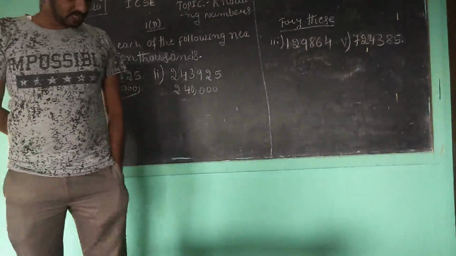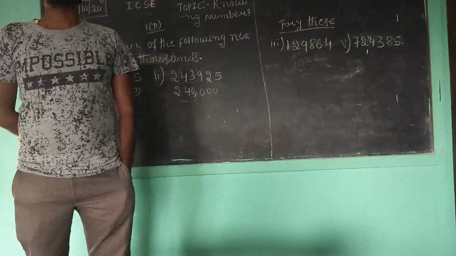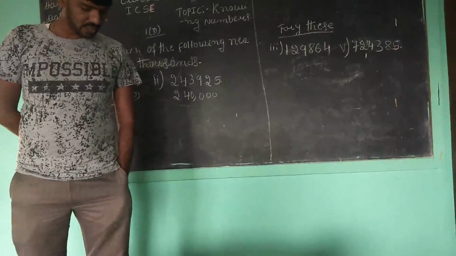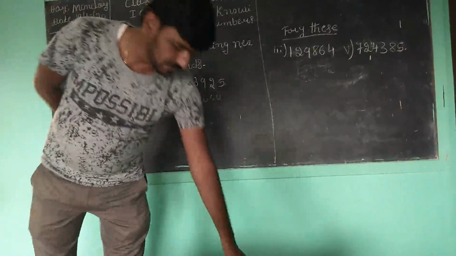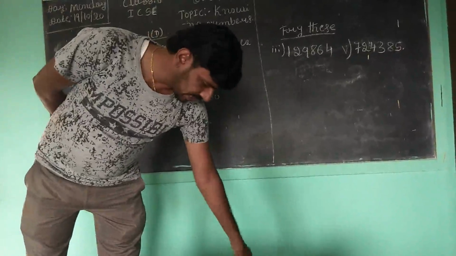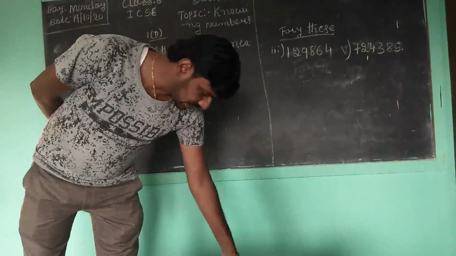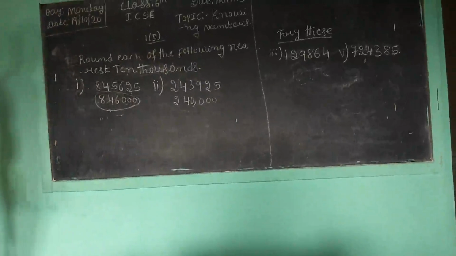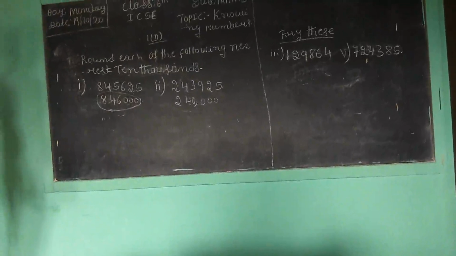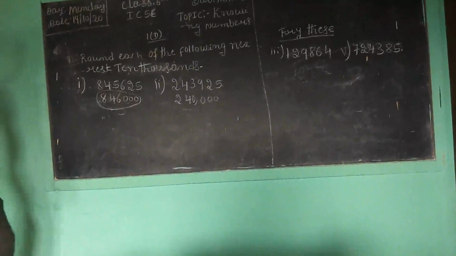Children, next, in the 5th question, we want to go to estimate the sum, estimate the product and estimate the division. Whatever it may be, sum, product and also division, you want to solve one by one. Next is the 5th question: estimate the sum of the following. Shall I write this one, children?